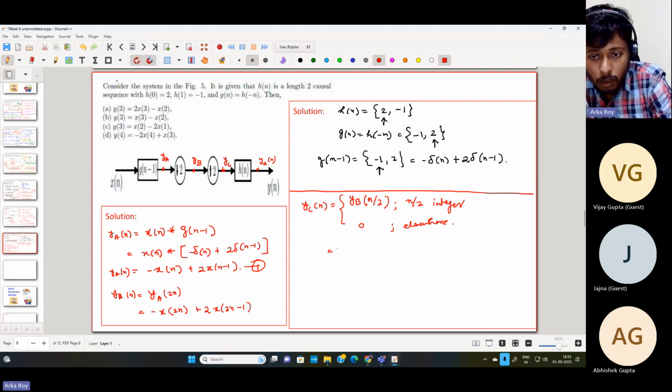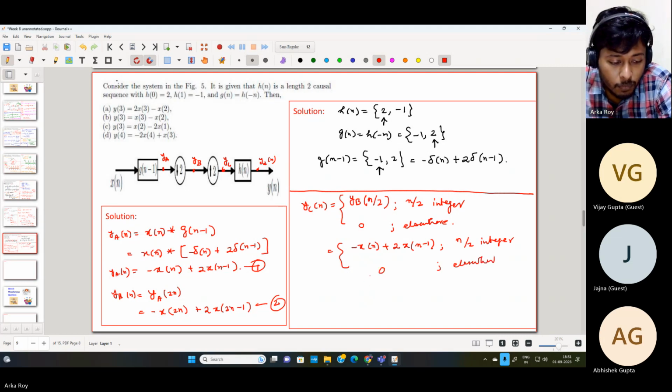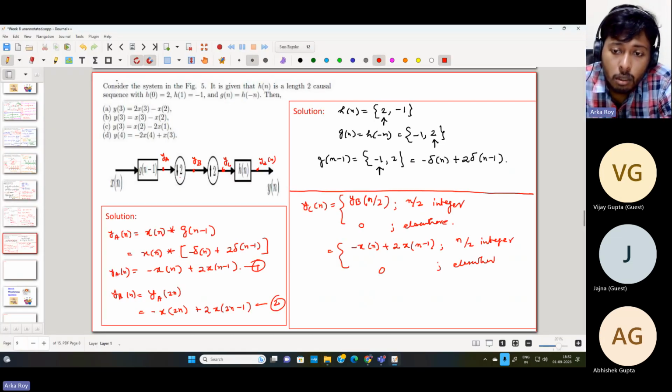So using that particular relation that we have found in equation 2, we can say that it would be minus x of n plus 2 into x of n minus 1, because I'm just putting n by 2 in place of n. So it will be this for n by 2 an integer, and elsewhere I will get 0. So this is what yc[n] looks like.